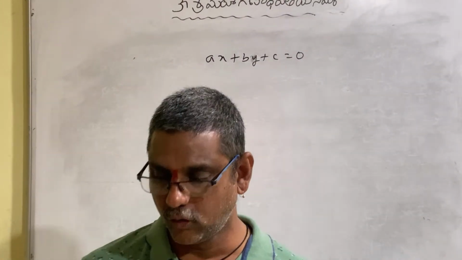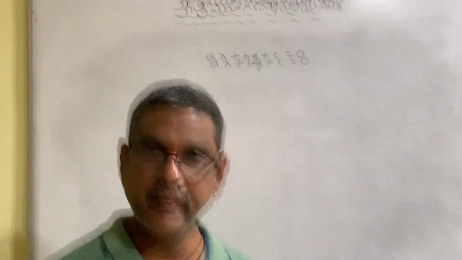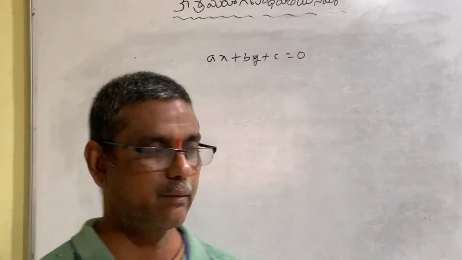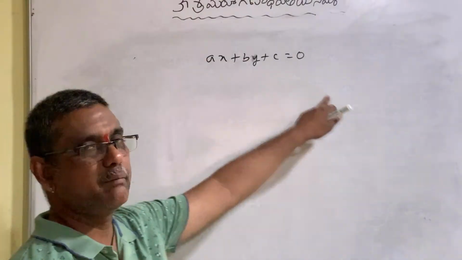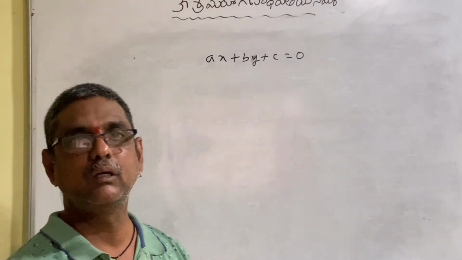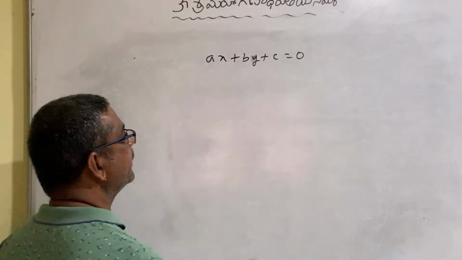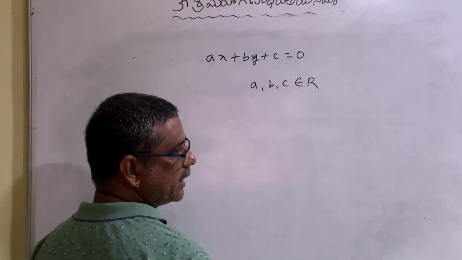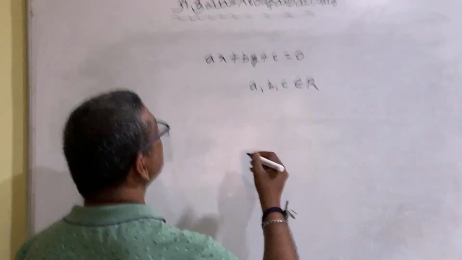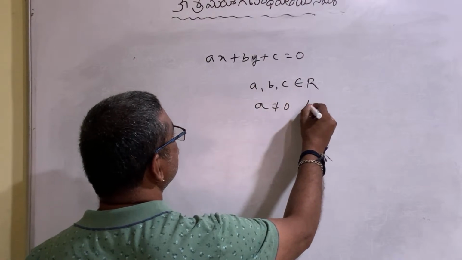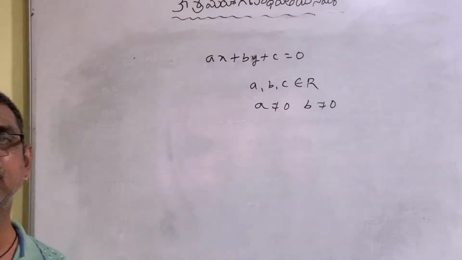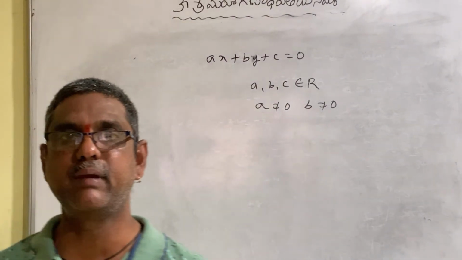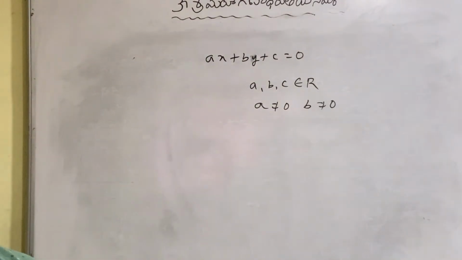Now first let us recall the general form of a linear equation in two variables. ax + by + c = 0 is the general form of a linear equation in two variables, where a, b, c are real numbers, and a must not be equal to 0 and b must not be equal to 0. You cannot take 0 in the place of a and b, but c may be 0.